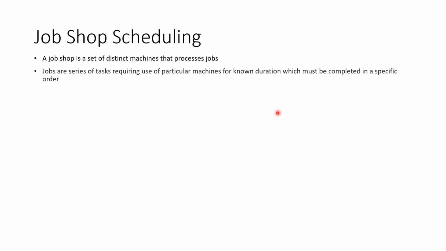Hi everyone. Today we are going to look at a problem called job shop scheduling. Job shop scheduling is where there is a set of distinct machines that processes some jobs. Jobs are a series of tasks which require the use of particular machines for a known duration, and which must be completed in a specific order.